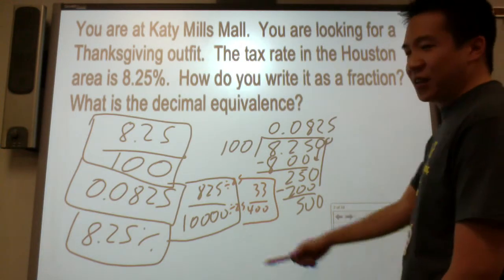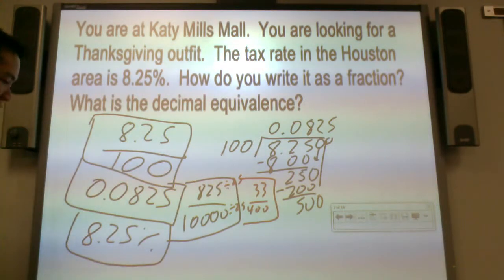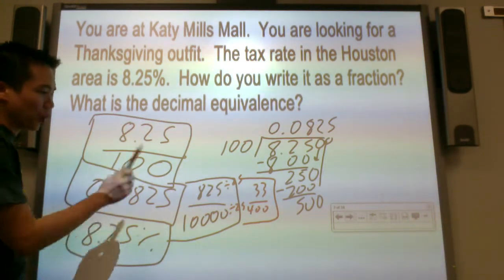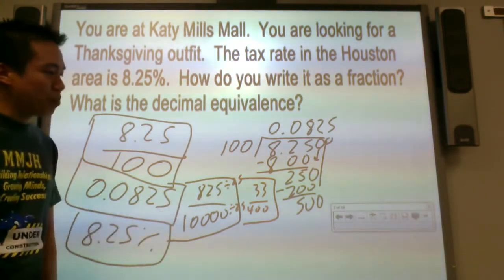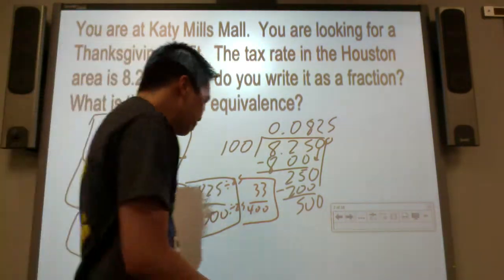So all of these mean the same thing. 8.25% can be written as this decimal, it can be written as this fraction, and it can be broken down into this fraction, 33 400ths.